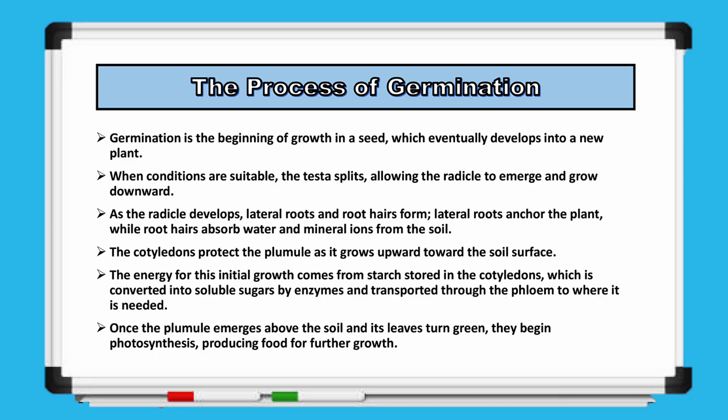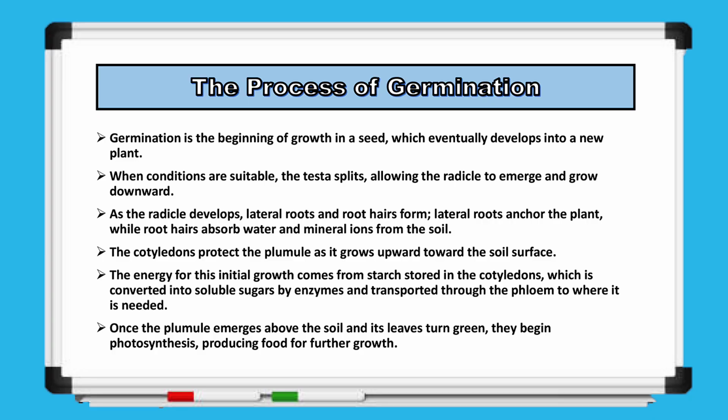When the environmental conditions become favorable, the seed absorbs water and the outer covering called the testa splits open. This allows the radicle, which is the embryonic root, to emerge and grow downward into the soil. As the radicle develops, lateral roots and root hairs begin to form. The lateral roots help anchor the plant firmly in the soil, while the root hairs absorb water and mineral ions needed for growth. At the same time, the plumule, which is the embryonic shoot, begins to grow upward toward the soil surface. The cotyledons protect the plumule during this early stage of development.